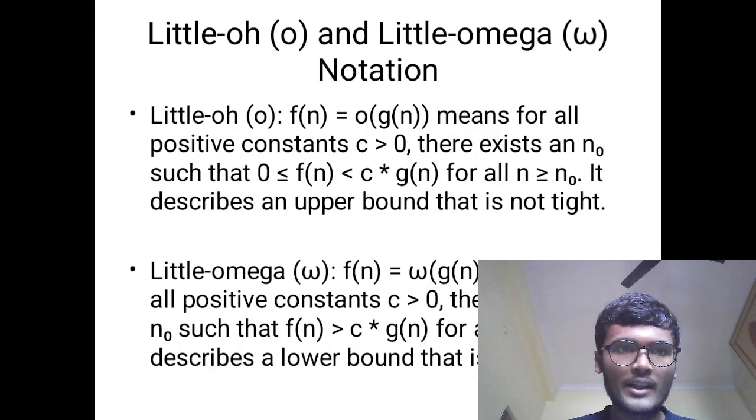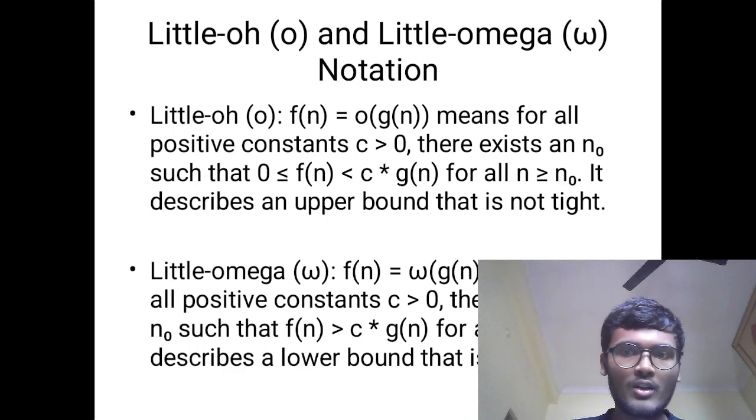And the other notations are the little o notation and little omega. Here f of n equals little o of g of n, which means for all positive constants c greater than 0, there exists n naught such that f of n lies between 0 and c into g of n for all n greater than or equal to n naught. It describes the upper bound.